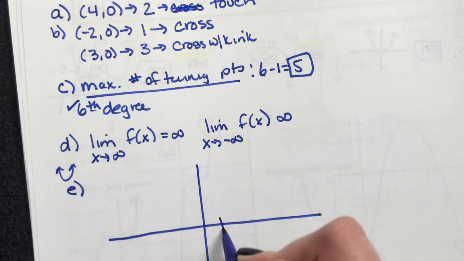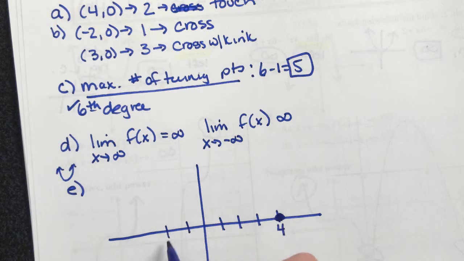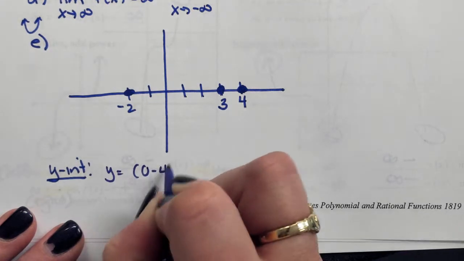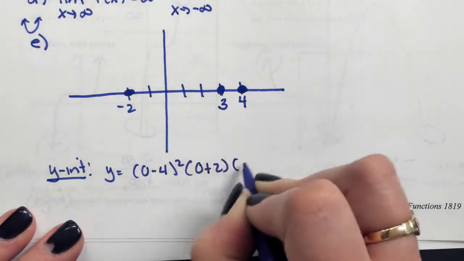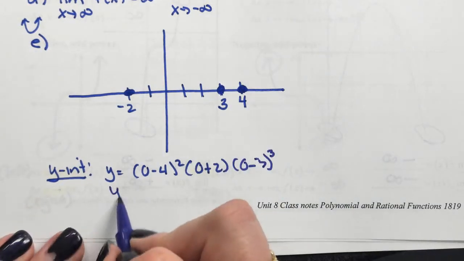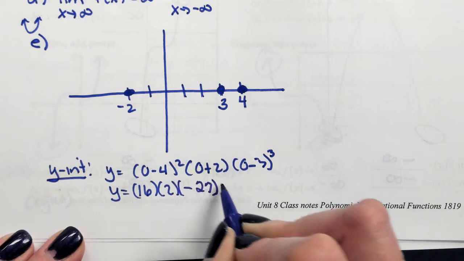So I know at 4, 0, I have an x-intercept. Negative 2, 0, I have an x-intercept. 3, 0, I have an x-intercept. What's the only other intercept I still have to find? The y-intercept. So how do I find the y-intercept? I'm going to plug 0 in for x. So then y is going to be equal to 0 minus 4 squared times 0 plus 2 times 0 minus 3 to the third. So y is going to be equal to 16 times 2 times negative 27.